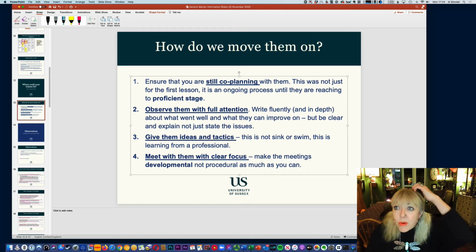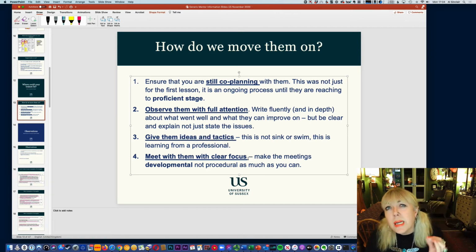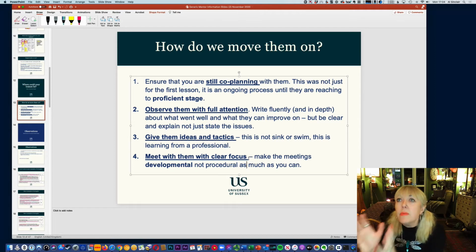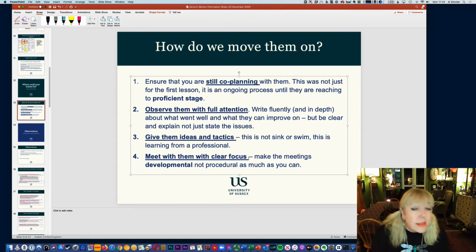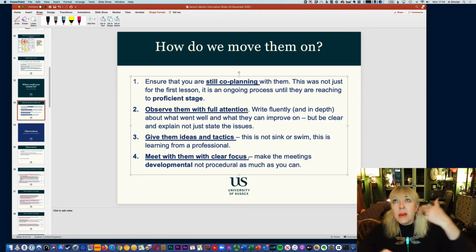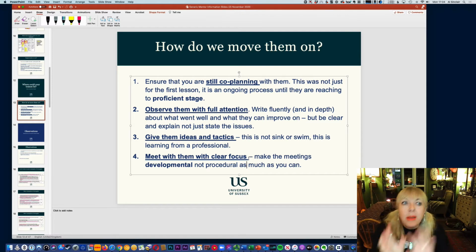The other way we move them forward is to observe them with really clear focus. Now, some of the mentor meeting obviously needs to be, how did the lesson go? What are we going to do next week? But let's make it more developmental than procedural. At the moment, I know that's quite difficult because they haven't got to their 8 hours yet, and you're very much still scaffolding them, going, let's try that year 8 next week, let's try the year 9 the week after. And the mentor meeting is the appropriate place to do that.